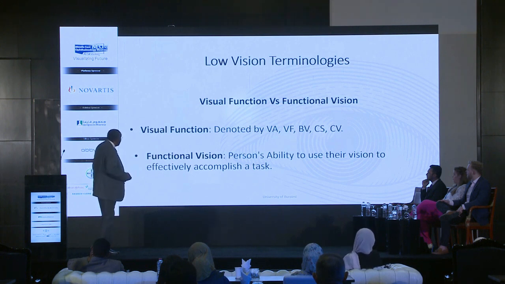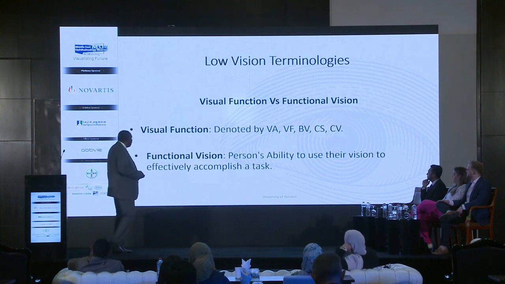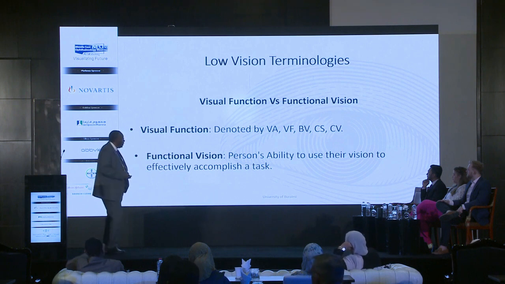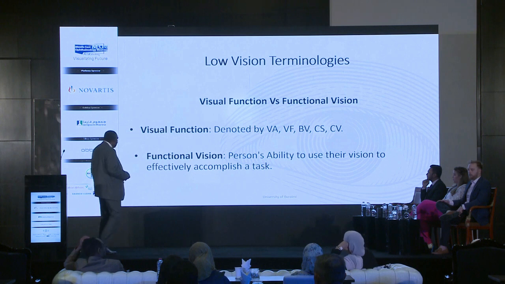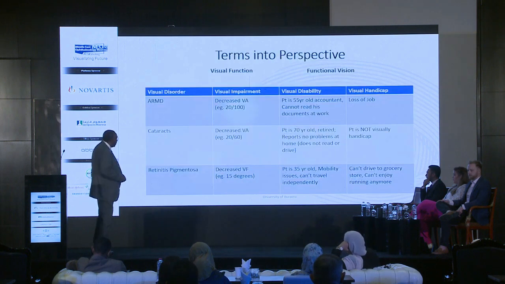Low vision terminology: visual function and functional vision. Visual function is denoted by visual acuity, visual field, binocular vision, contrast sensitivity, and color vision. Functional vision is the person's ability to use their vision to effectively accomplish a task. That's an important point.